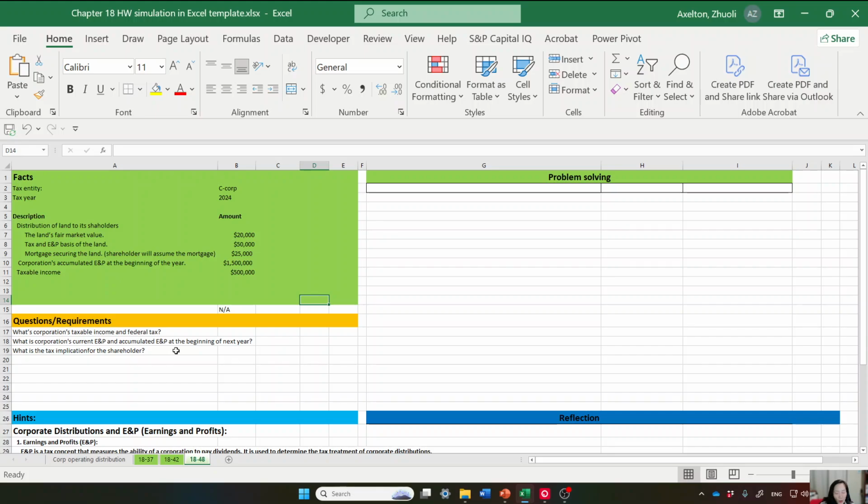So to sum up, the key for chapter 8 is how to characterize the distribution from the corporation to shareholders. What's the tax impact for the corporation as well as the shareholders? The focus is on cash distribution and property distribution.